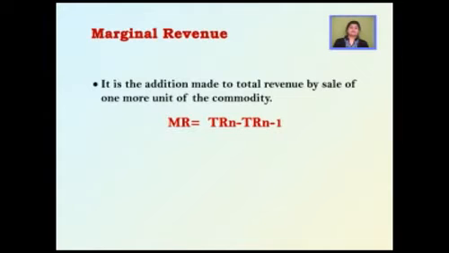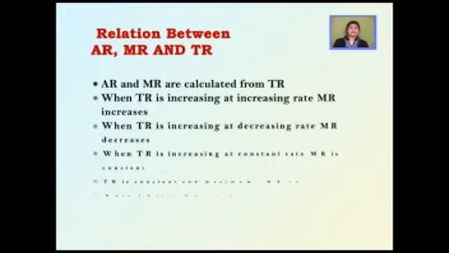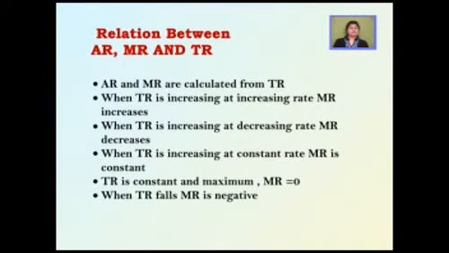Now let's study the relationship between AR, MR and TR. AR and MR both are calculated from TR. Correct? We just did the formulas. And now summarizing the relationship between TR, AR and MR in points, we can say that MR is the rate of change of TR. So if TR is increasing at an increasing rate, MR is increasing.